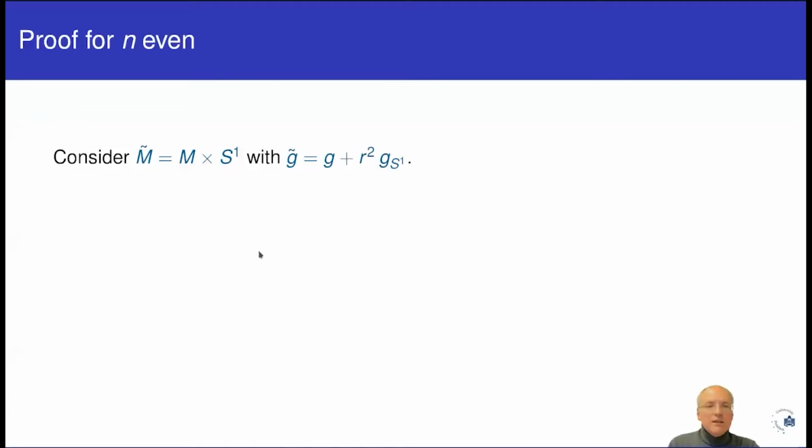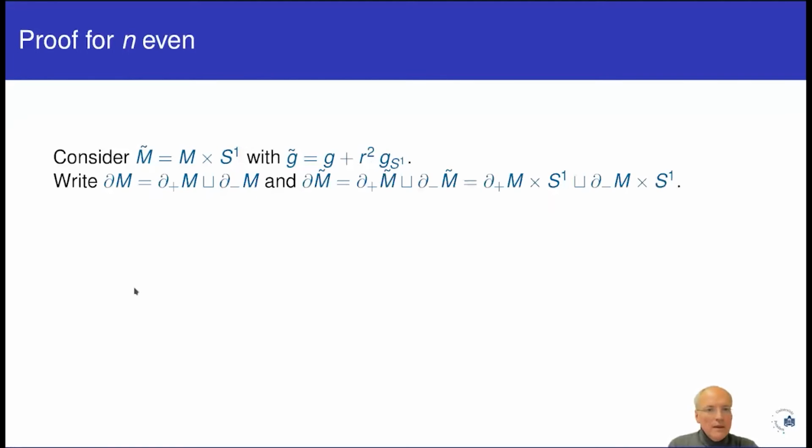And so we increase the dimension of the manifold by 1 by adding an S1 factor and call the resulting manifold M twiddle. The metric is such that I just take the product metric, but I rescale this S1 metric by a large factor R. Later, I will actually let this R tend to infinity. So think of R as a large factor. So we take the product with a large circle.